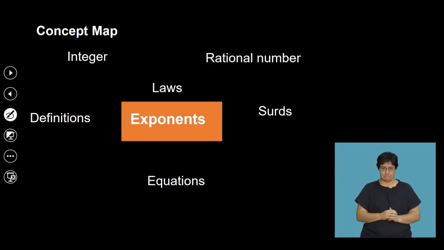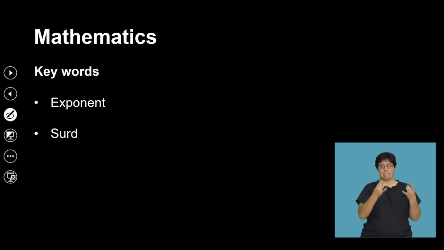Our concept map is we're going to look at laws of exponents. We're going to look at some integers because exponents have to do with integers. We're going to look at the definitions that are inside the exponents, equations, some surds, and rational numbers. So the key words for this lesson will be exponent and surd.